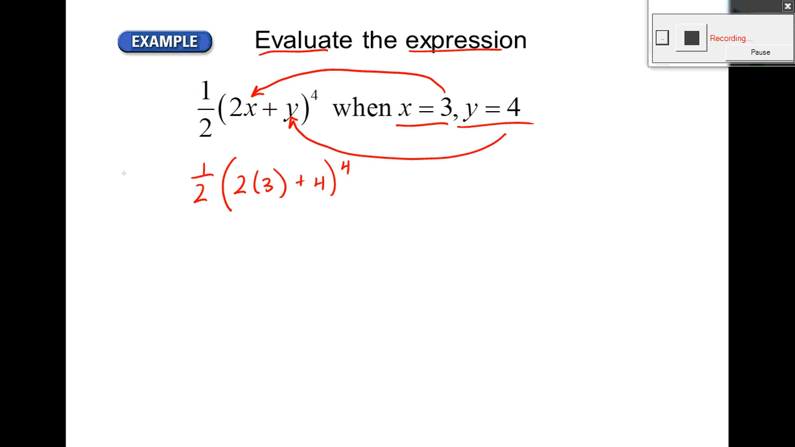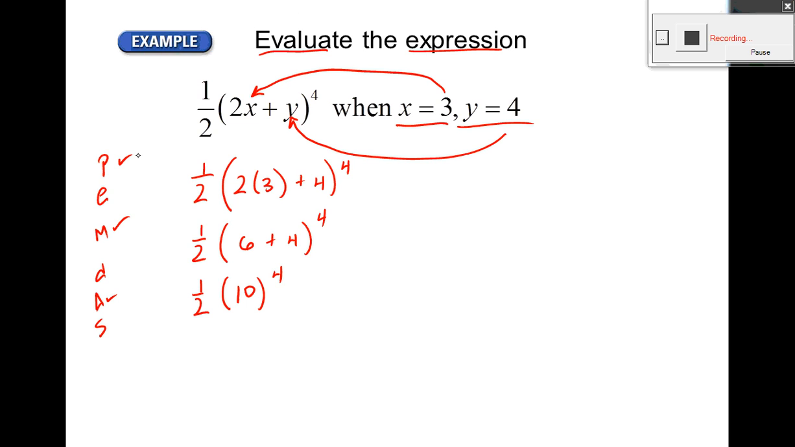Now, PEMDAS says this. I need to do parentheses first, so I'm going to work inside the parentheses. So that is 1 half, 2 times 3 is 6 plus 4 times 4 because multiplication comes before the addition. So then I add inside parentheses. I say 1 half. I have 10 to the 4th power. Now I do exponents now because that's what it says to do. Parentheses, exponents. So I've done my parentheses part, now I'm going to do my exponents.